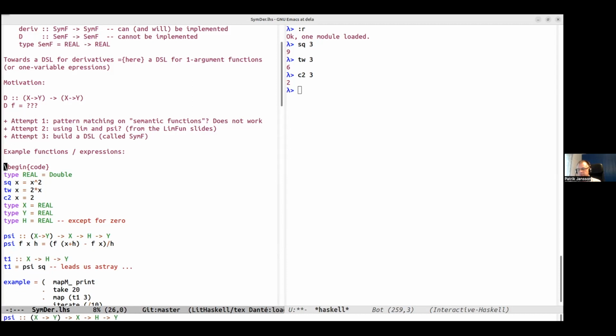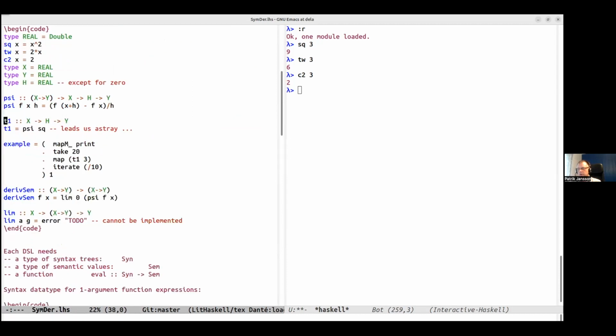I can try to apply it to some example function like squaring. It will lead us astray, but it's a good example to try. So this t1 is a function, so we can apply it to 3, but then we don't get much of a visible result because it also wants an h. So if you apply to 3 and 0.1, then we get the slope near 3, which is apparently 6.1. If we have a larger step, it's 7. If you have an even smaller step, it gets closer to 6.